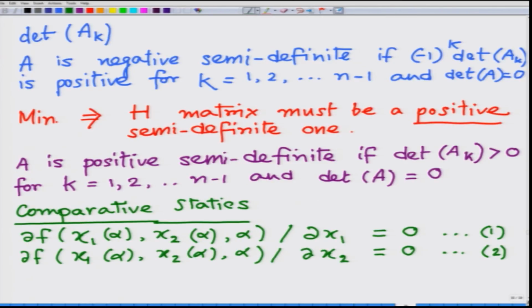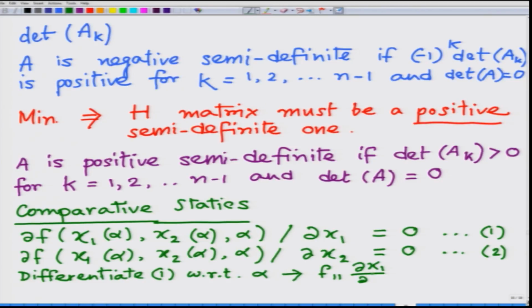Now, for a comparative static analysis, differentiate 1 with respect to alpha, the parameter, and that will give you f11 del x1 del alpha plus f12 del x2 del alpha plus f1 alpha, and that would be equal to 0.